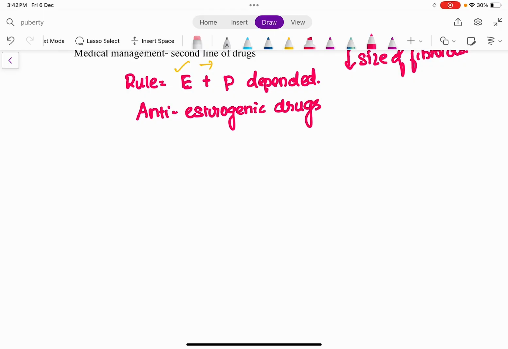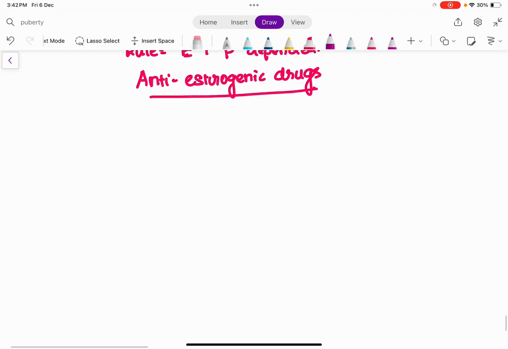Anti-estrogenic drugs. So what are the anti-estrogenic drugs, you know? So gonadotropin releasing hormone. We all know that GnRH acts on the anterior pituitary in order to release the FSH and the LH. Then this FSH and LH will act upon the ovary. This is the main sequence which we saw when we were discussing the menstrual cycle.